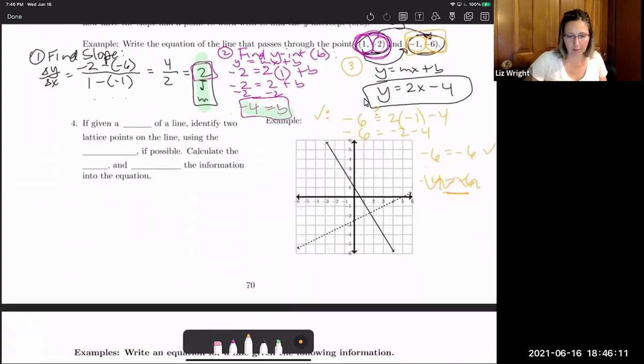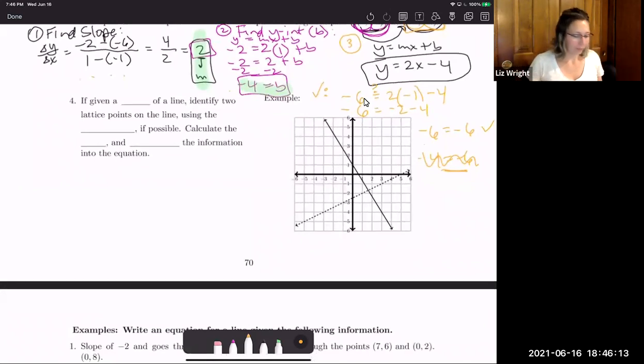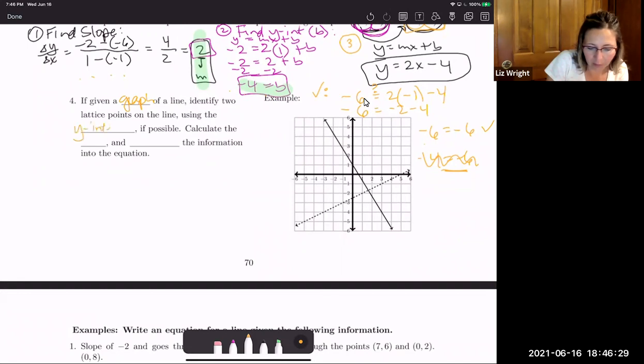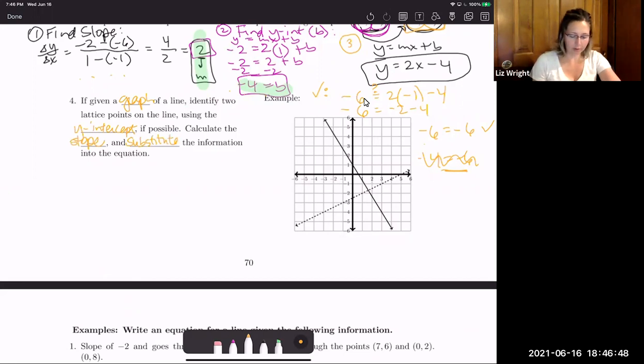All right. So here's scenario number 4. What if we are given a graph? So we could be given a graph of a line, and then we need to identify 2 lattice points on the line using the y-intercept if possible. From that, then we're going to calculate the slope by doing our rise over our run. And then we are going to substitute the information into the equation.